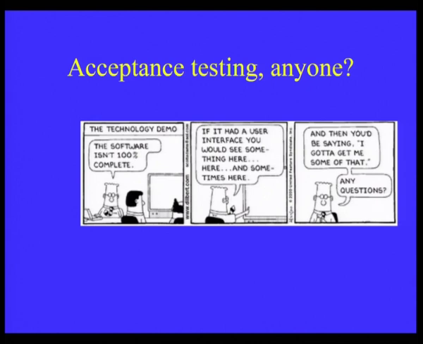The software is not 100% complete. If it had a user interface, you are imagining you would see something here in this corner, sometimes there or sometimes here, and then you would be saying I will have to get something of that here. Are there any questions? Acceptance testing is more or less like that. We wish that it is like that. Most of the times acceptance testing is a euphemism to tell that at least the basic things are happening. Basic handful of tasks which 20 different people were supposed to do are happening. It does not mean everything else is happening.